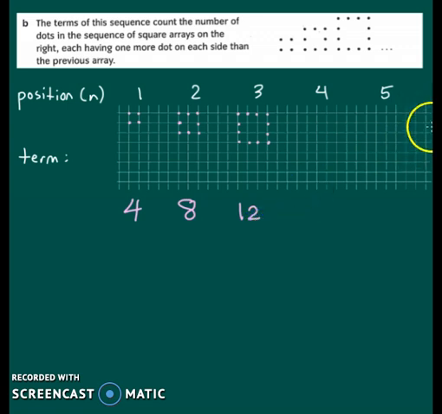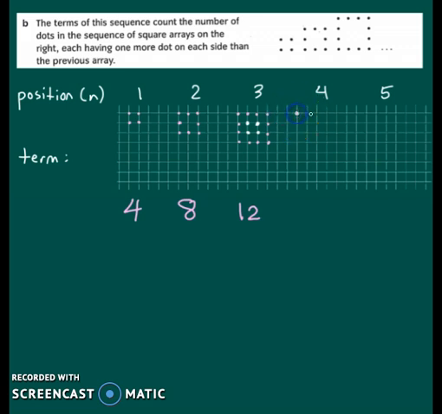So what this looks like to me is kind of like if we had a 4 by 4 square and then we took out a little 2 by 2 square. Just something to keep in mind. Let's look at the fourth term. So how many dots on each side are we going to have this time? Following the pattern, it will be 5.